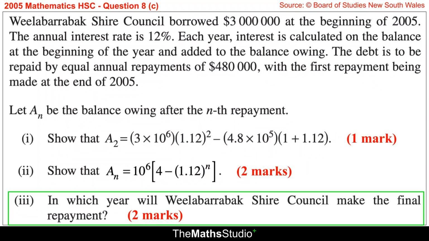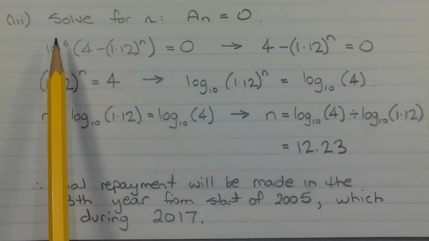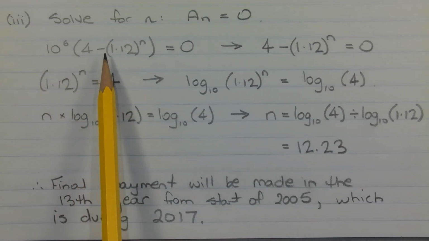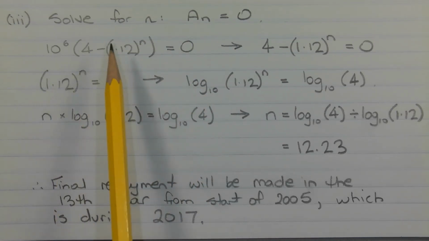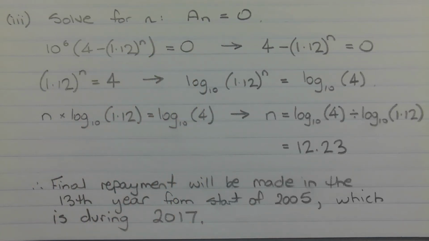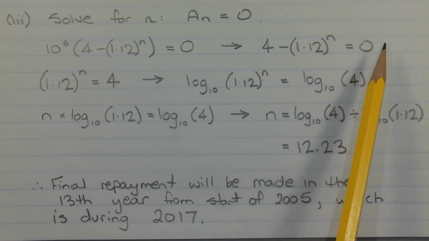Part 3. In which year will Wheeler-Barrow Shire Council make the final repayment? The loan is completely repaid when the value of A_N equals 0. In other words, we want to solve the equation for n, 10 to the power of 6 times (4 minus 1.12 to the power of n) in brackets equals 0. We can simplify the equation by dividing both sides of the equation by 10 to the power of 6. So we get 4 minus 1.12 to the power of n equals 0.